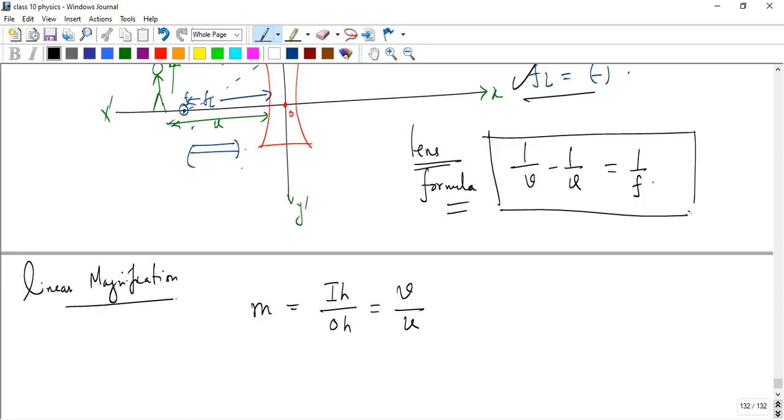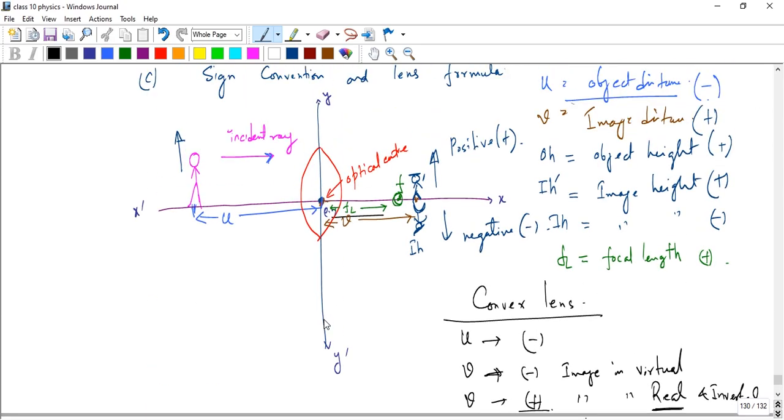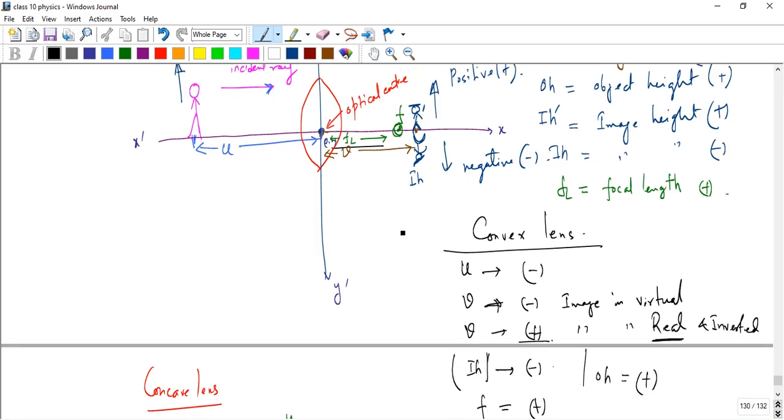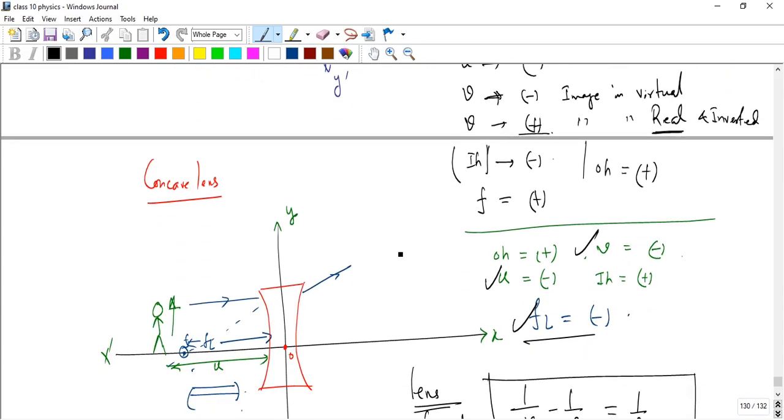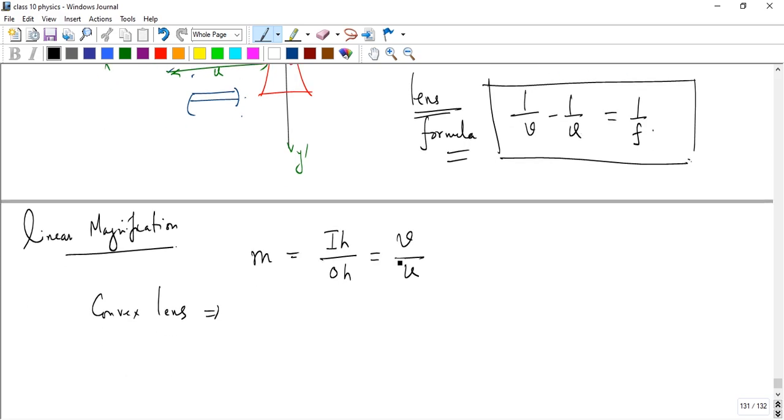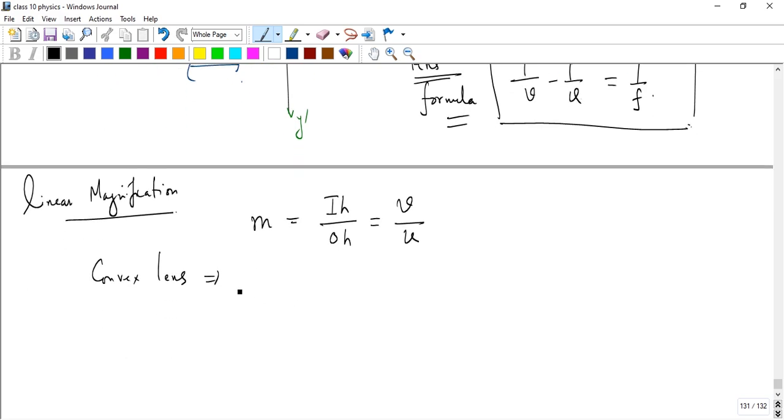But here for convex lens, suppose there are two cases. See the magnification. There's a convex lens. See that very carefully. In case of this lens, this image is, maximum times, real and inverted. Okay, right? Real and inverted. So that's why image height in case of real is minus and object height is plus.